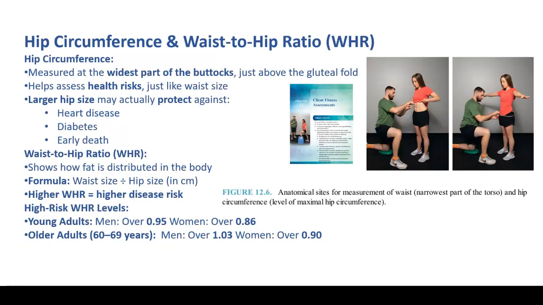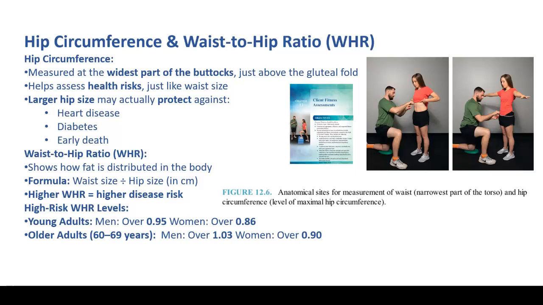Okay, and well, we have another important one, that is the hip circumference and waist to hip ratio, and it means measurements around the biggest part of your hips and butt. This helps check your health, just like your waist size. Bigger hips can actually be a good sign, and may lower your risk of heart problems, diabetes, and other ones.